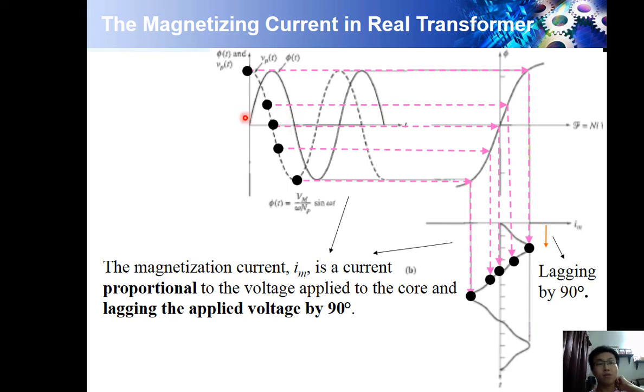Yeah, so we come to the magnetizing current in the real transformer. The magnetizing current, we call this IM, is a current proportional to the voltage applied to the core, and lagging the applied voltage by 90 degrees. So if we still remember, when we inject the current in the primary winding, it will create a flux and then transfer to the secondary winding.